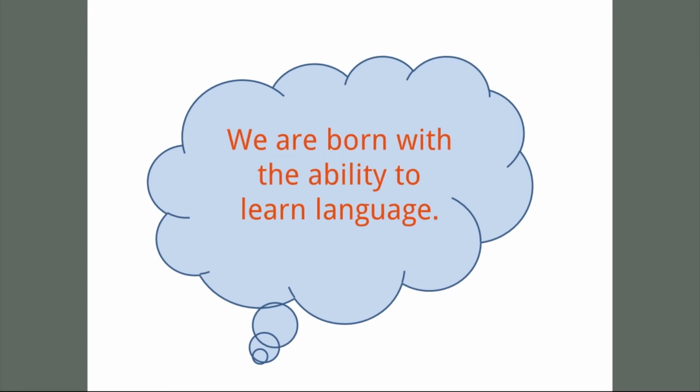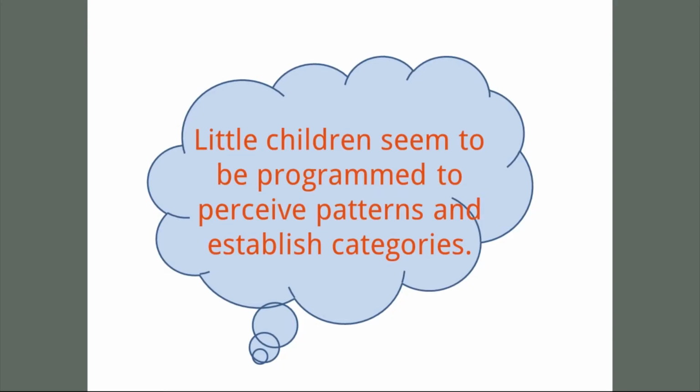We're born with the ability to learn language. All of us. A baby, on its entry into the world, has no idea what environment it has come into or what culture or language it is going to be exposed to. All by itself, it has to make sense of its surroundings. If you watch little children at play, they seem to be programmed to perceive patterns and establish categories. Young learners spend their early years sorting colours, sorting objects, sorting shapes and sorting concepts into sets.